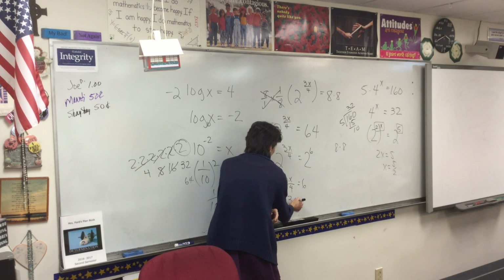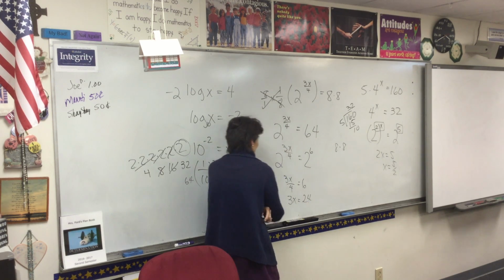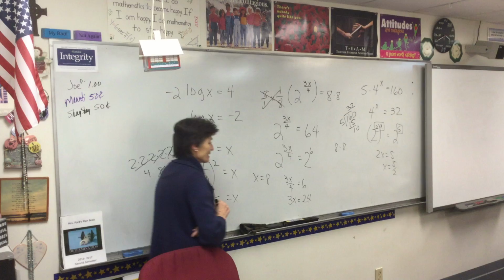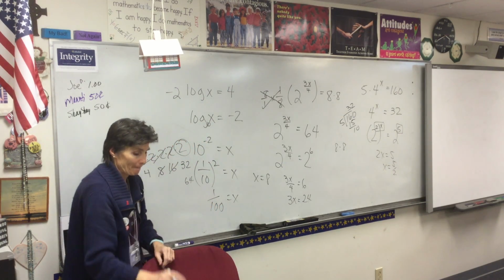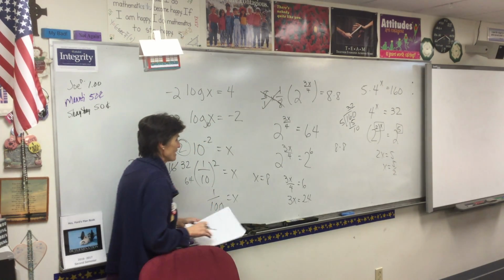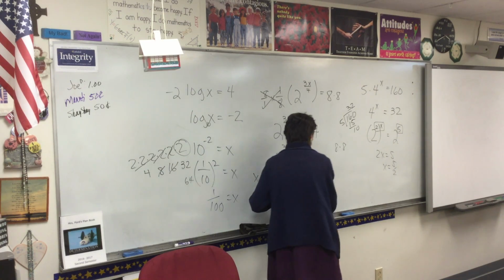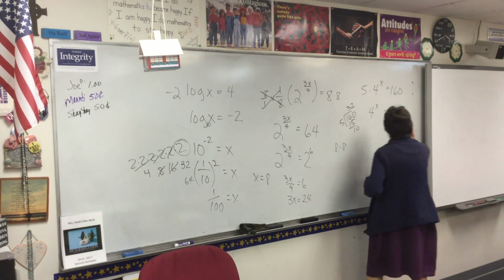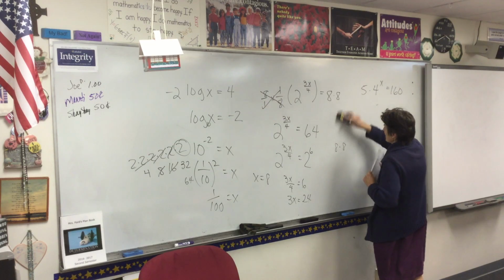Multiply by 4. So 3x equals 24. Divided by 3, x equals 8. Very scary looking problem, but if you think about changing it to a power of 2, it's not bad.